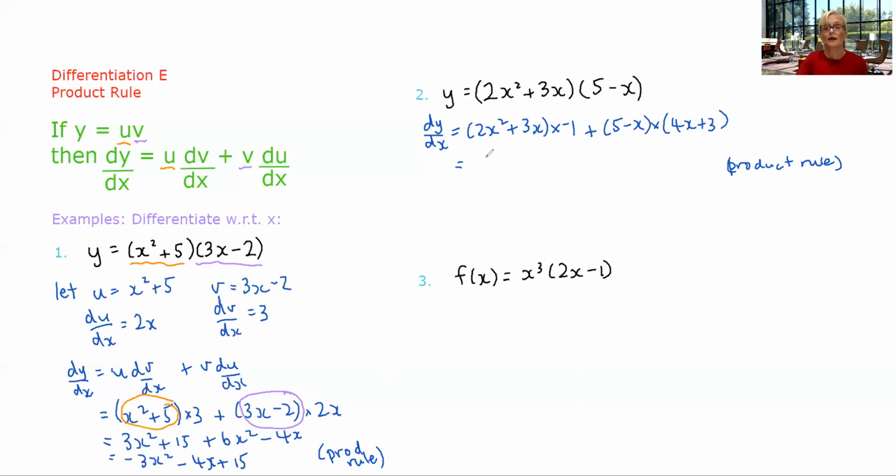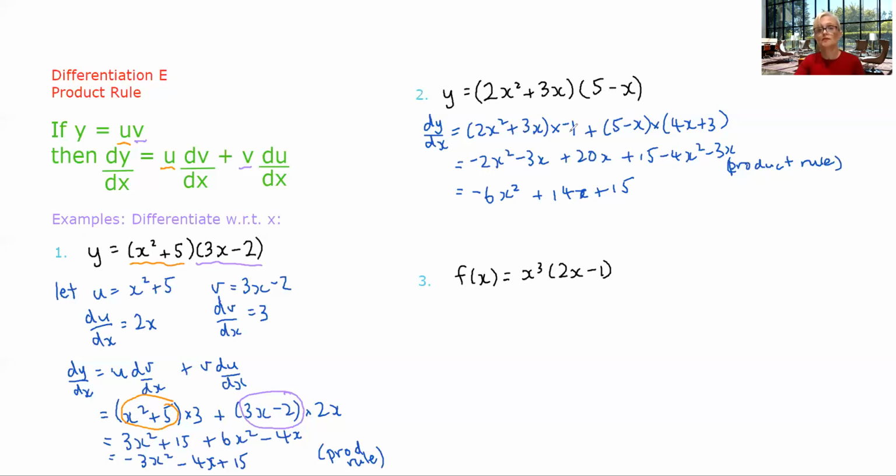Okay, now we're going to do a bit of tidying up. So we're going to get negative 2x squared minus 3x. What are we going to get here? Plus 20x plus 15 minus 4x squared minus 3x. Let's do our x squared term first. So minus 6x squared, minus 3x plus 20x minus another 3x. So what's that? Plus 14x plus 15. Now again, this one you would have been better off expanding first and then differentiating, but just to show you how to use the product rule, at the moment I need to do these simple ones with you.